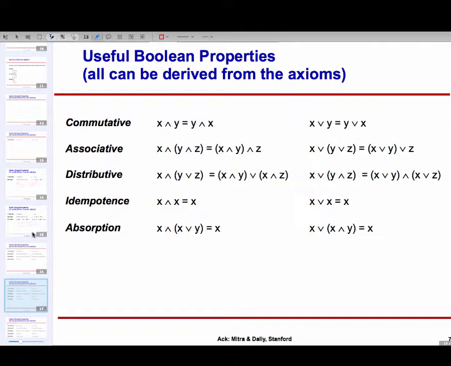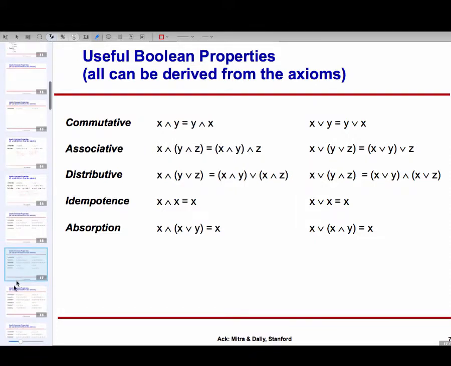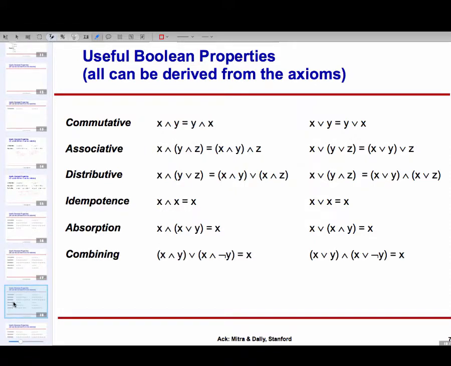The reason these rules are important is that you may have a complicated looking expression, and then you can simplify it by applying these things, much like we do in algebra. You start with some complicated expression and then simplify it gradually. Combining, this is even more powerful.